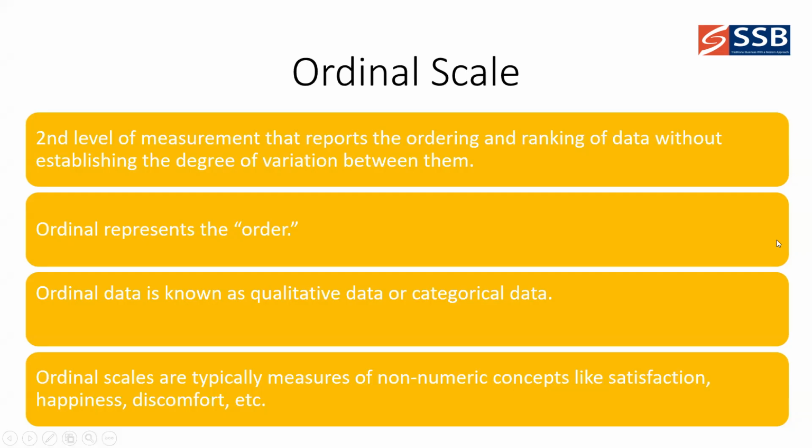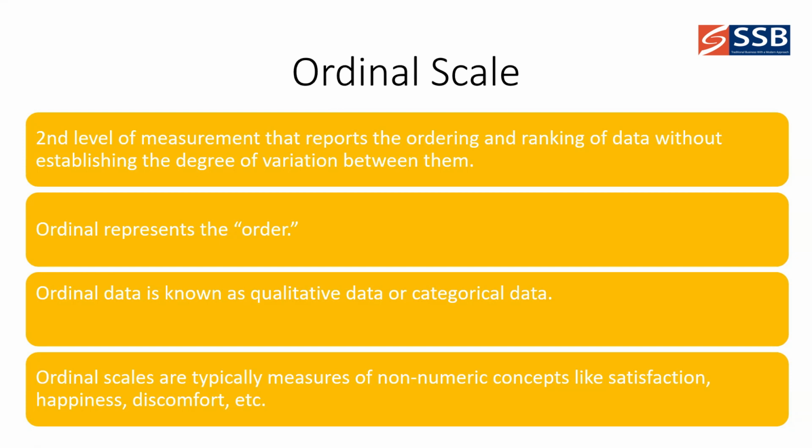Now coming to the second level of measurement scale, that is your ordinal scale. It reports the ordering and ranking of data without establishing the degree of variation between them. So the variation between them is not identified, but you are going to have an order of ranking. Ordinal, ORD, is your ordinal. Ordinal is known as qualitative data or categorical data.